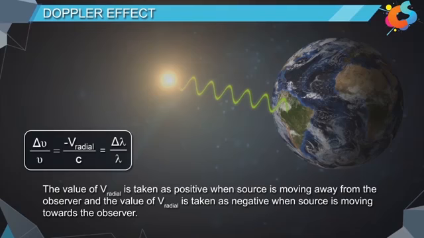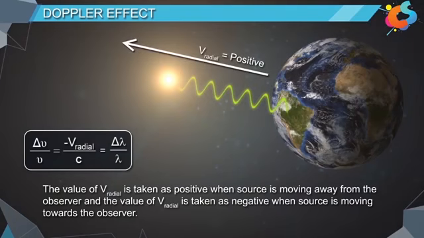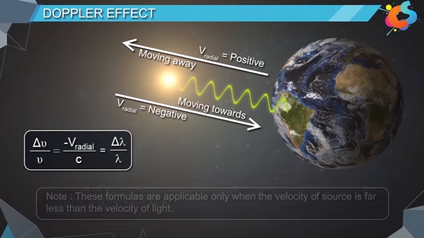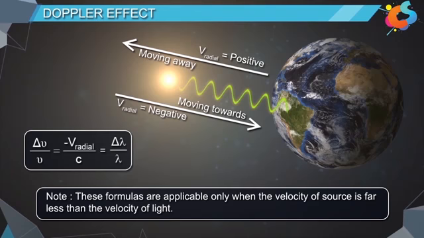The value of v_radial is taken as positive when the source is moving away from the observer, and the value of v_radial is taken as negative when the source is moving towards the observer. Note that these formulae are applicable only when the velocity of the source is far less than the velocity of light.